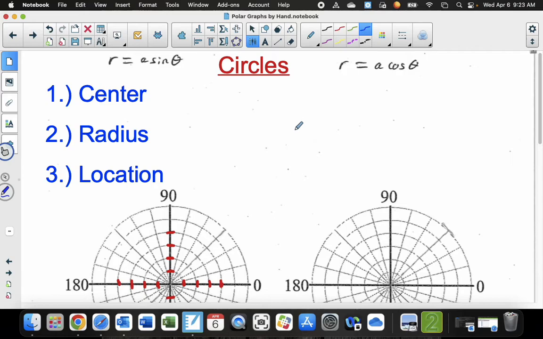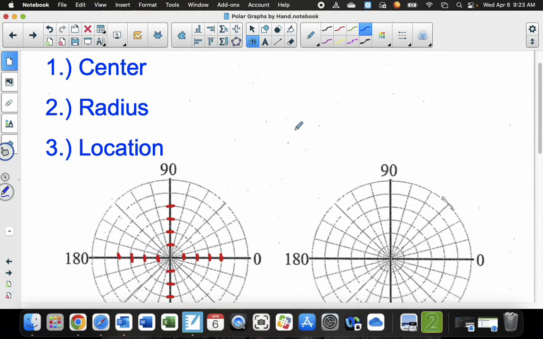When you get to circles, circles are pretty straightforward. We talked about this yesterday. There are 3 things that you need to know about circles. Where's the center of the circle? What's the radius, so you can use it to sketch in the circle? And the location. We'll talk about those 3 things. These go pretty quickly. The first 2 kind of go together. The center and the radius are both whatever the a value is divided by 2. It's half the a value.